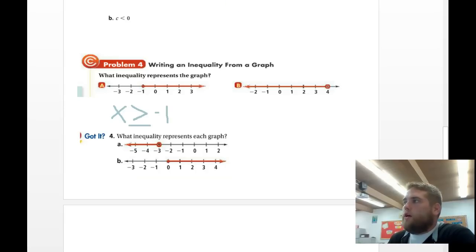Then on this one over here, I start with x. It's shaded this way, so my inequality symbol is going to go this way. You guys see what I'm talking about by that arrow thing? It looks like it's pointing this direction. My circle's open, so there's no line underneath it. And then I'm talking about 4.